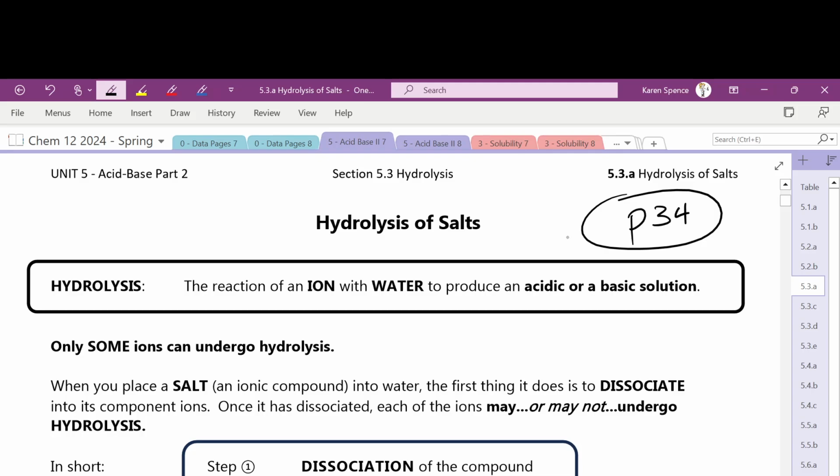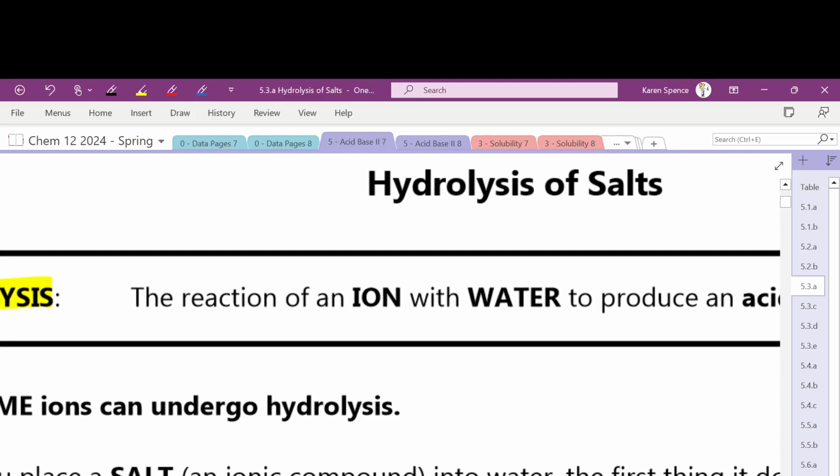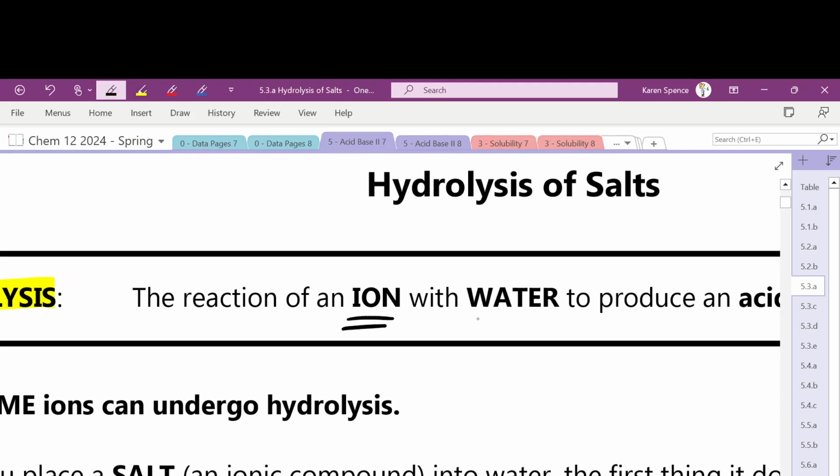Hydrolysis is actually nothing new, okay? It just involves taking the salt and dissociating it, and then seeing if each of the ions can react with water. But people get confused because they forget to take the salt apart first, okay? That's where people run into most of their difficulties. But you should be familiar with what hydrolysis means. It is literally the reaction of an ion with water.